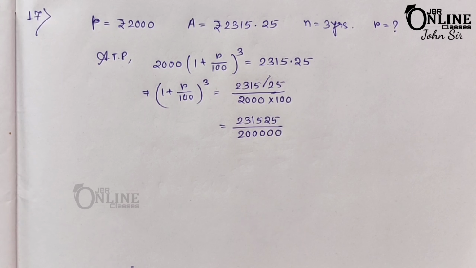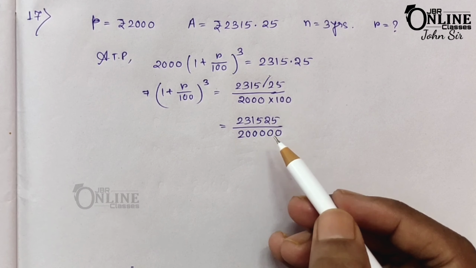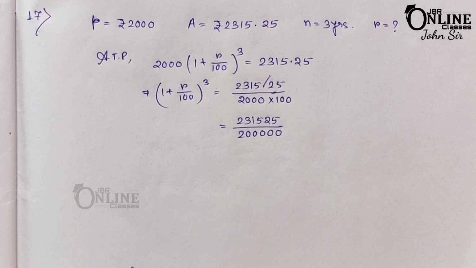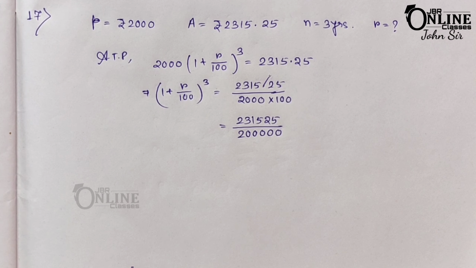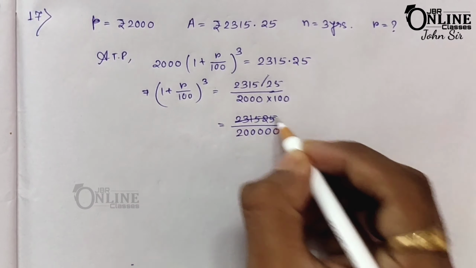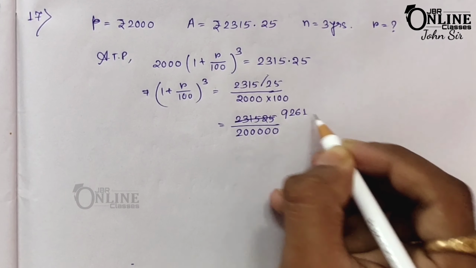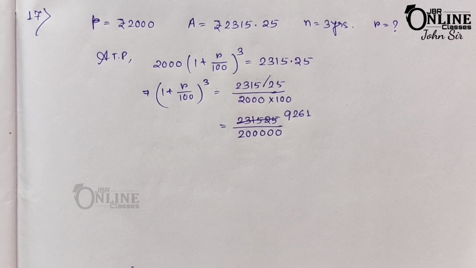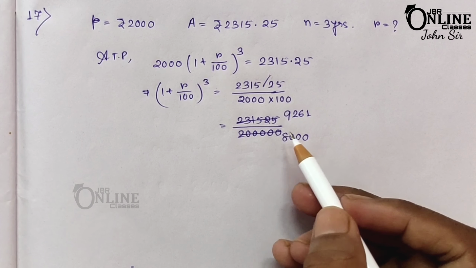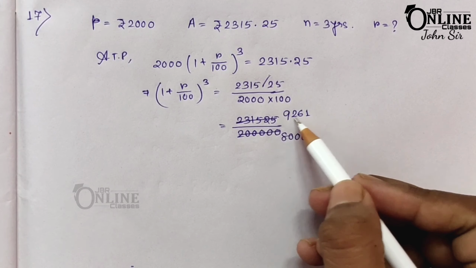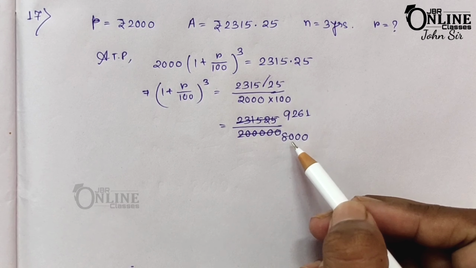Now you have to calculate or cancel out this one. So first you have to divide by 25. 231525 divided by 25 becomes 9261, and the lower one, how many zeros are there? Total 5 zeros are there. So divided by 25, it becomes 8000. So after dividing by 25, it becomes 9261 over 8000.